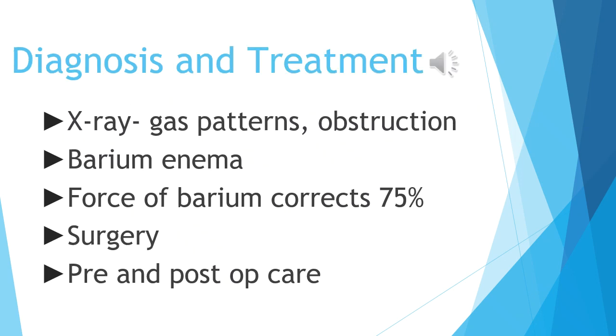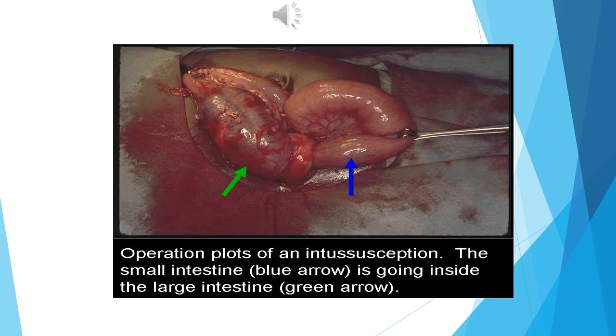Diagnosis involves an X-ray of the bowels and a barium enema. In 75% of the cases, the enema will actually correct the intussusception. However, if that doesn't occur, then surgery is needed to correct the problem. Here is a visual of an intussusception where the small intestine is going inside the large intestine.